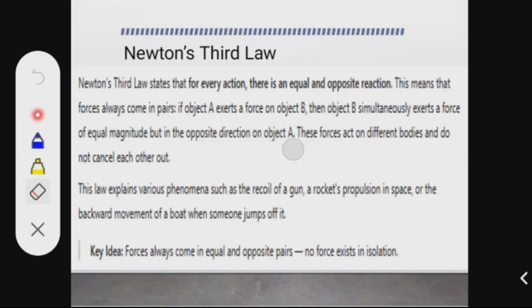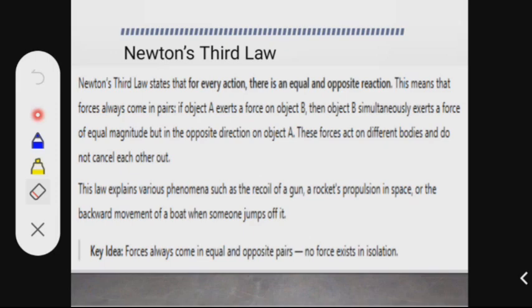So on to this next slide now. We have the third law, Newton's third law of motion. Newton's third law states that for every action, there is an equal and opposite reaction. This is the law that they've always been saying: for every action, there is an equal and opposite reaction.